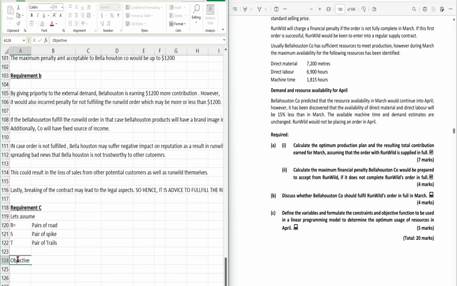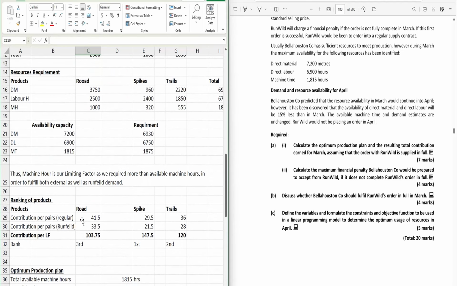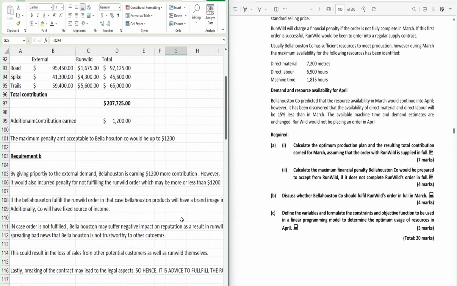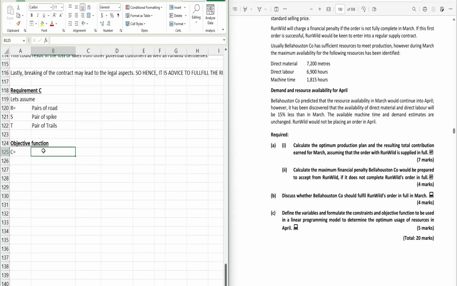We need to define that. The objective function is C equal to, what is the contribution that we earn from all these three products? 41.5, 29.5 and 36. So we can define the objective function like this, and that is per unit. So 41.5 for the R, we will multiply with the R, then plus 29.5 into S, then plus 36T. So this is our objective function.